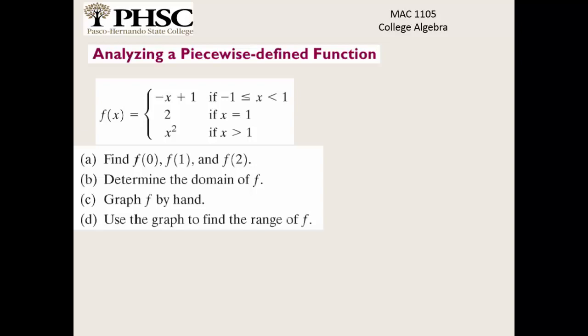Now if x equals 1, then we just use the constant function f of x equals 2. Now, if x is greater than 1, then we use the function f of x equals x squared. So it's defined depending on the value of x. We use different parts or different functions.